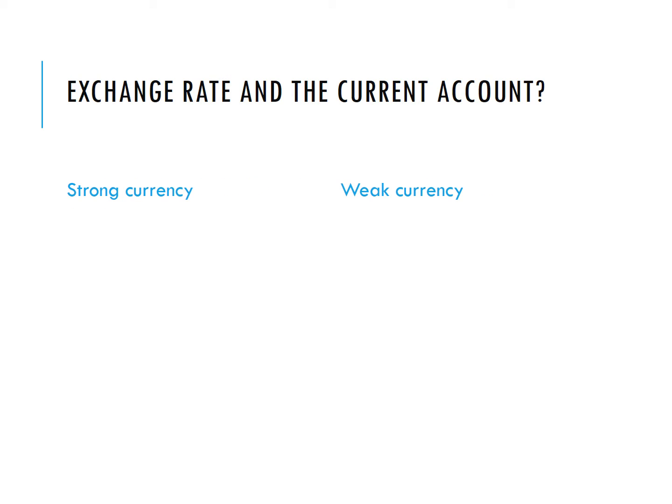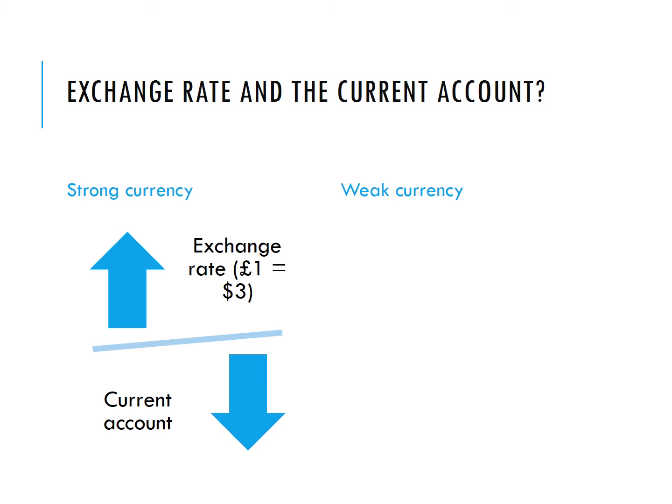And what is the relationship between the exchange rate and the current account? Well, if an exchange rate is strong, for example, £1 here buying $3, what it's likely to mean if the exchange rate is strong and the currency has high purchasing power is they're going to buy more from abroad, more imports, and export less. This would move a current account towards a deficit position, more being imported than exported.